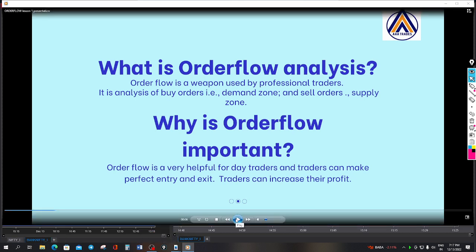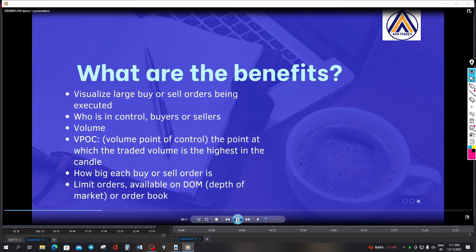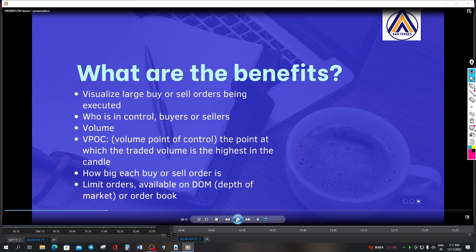Traders can increase their profit with this, because as I showed you. What are the benefits? We can visualize big buyers or big sellers, and we can visualize the big orders being executed. We can see whether the buyers or sellers are in control. We can see the volume. As I showed you, we can see the volume.